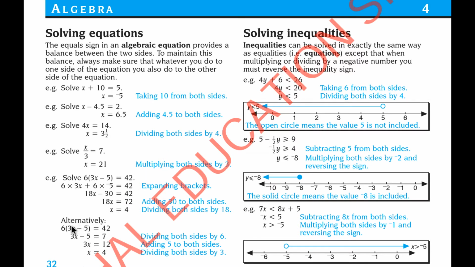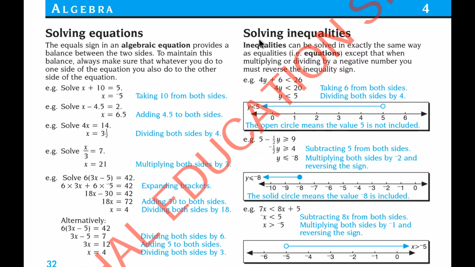An alternative method is also available. I'll teach you that. Say 6 times within brackets 3x minus 5 equals 42. Divide this by 6, this by 6. Then 6 and 6 cancel. 3x minus 5 equals 7. So bring this minus 5 to this side, that becomes plus 5. So 3x equals 12. Then dividing both sides by 3, x equals 4.